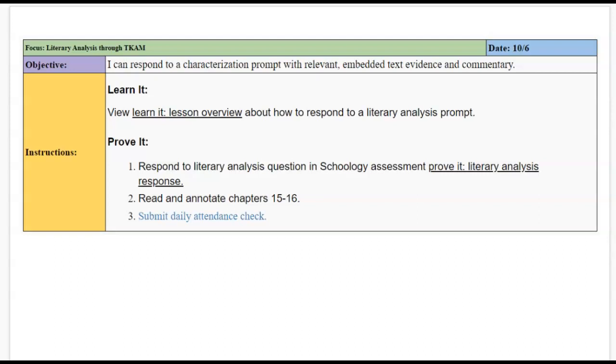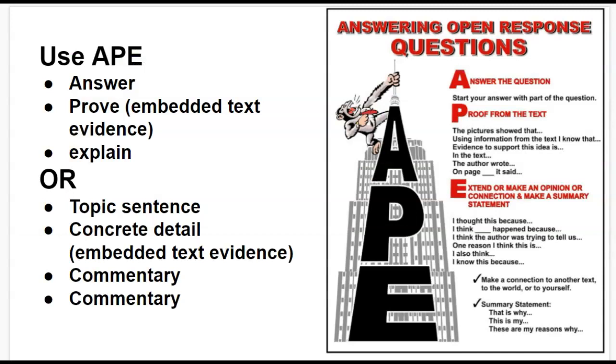So let's take a look again at how we want to set up our literary responses, or really any responses, no matter whether we're talking about a literary text or a nonfiction text. Okay, so one way to make sure that you have all portions of the question explained is to use APE. There's an image of that right here, and that's a mnemonic device for answer the question that's being asked. And I would say answer that question in a complete sentence.